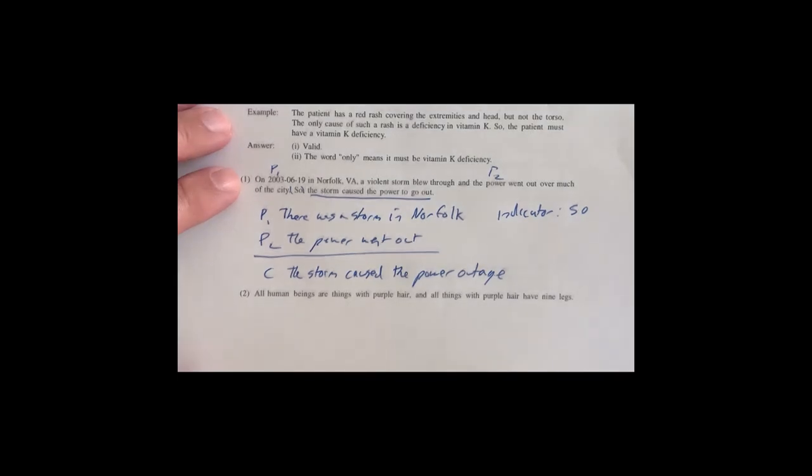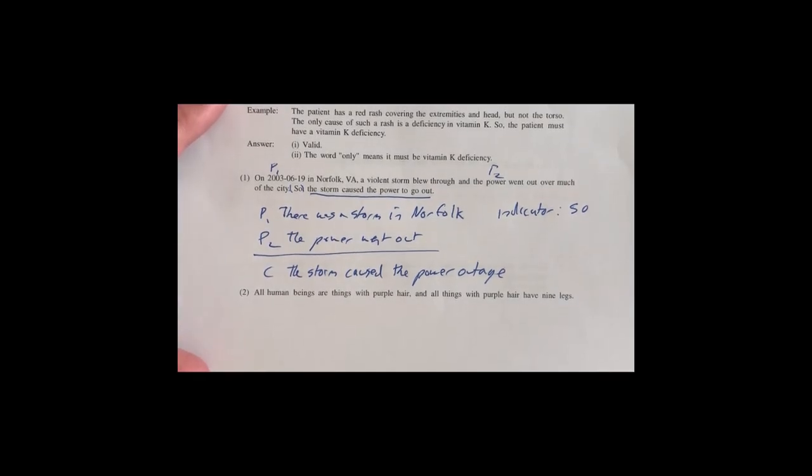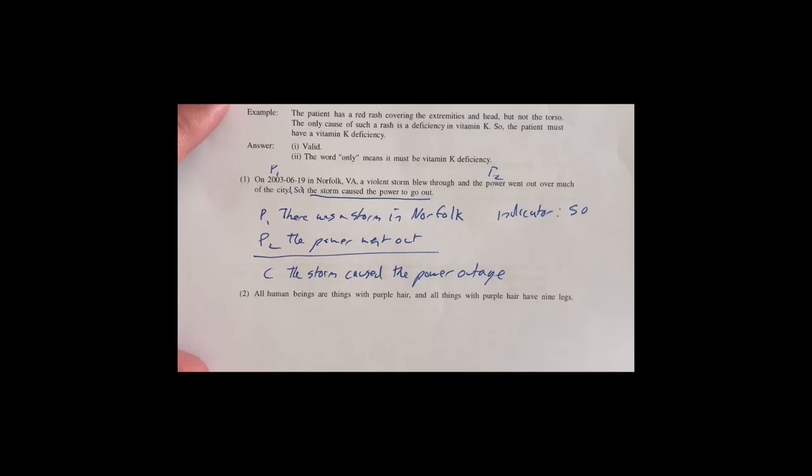This isn't a perfect argument. It's not absolutely valid. There are other reasons the power might have gone out. Maybe squirrels were eating through the power lines. Maybe it was terrorism. Maybe terrorist squirrels ate through the power lines. These are all possibilities, but they're not very likely. We all know from ordinary experience that severe weather downs power lines and causes power outages.